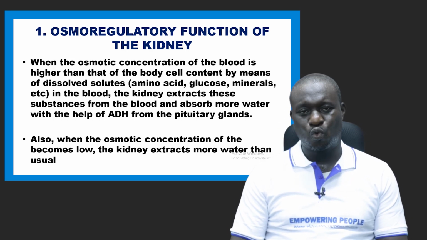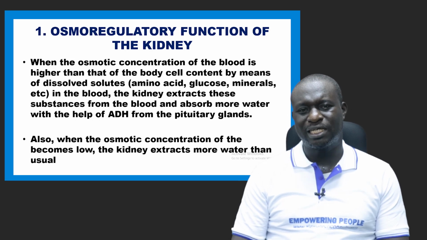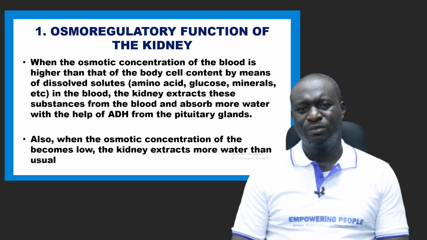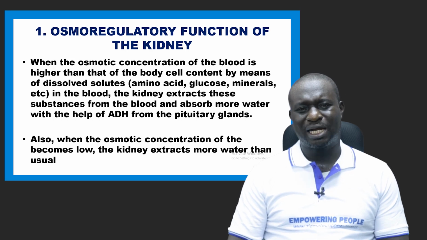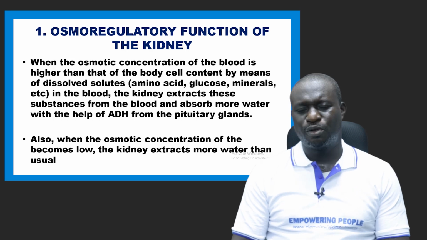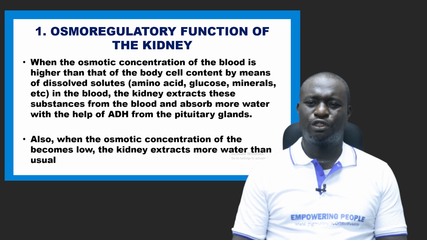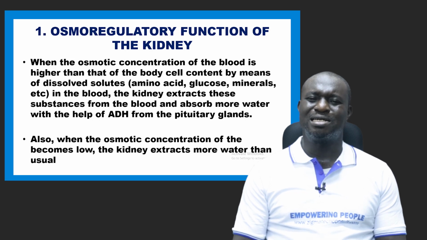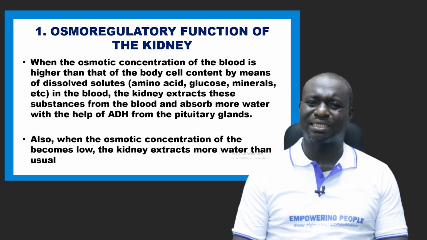So please take note, when the osmotic concentration of the blood is high, that is, the solute content of the blood is higher than the content in the cell, the kidney will extract most of those solutes from the blood and then absorb more water. Once it does that, it is trying to create a balance and maintain it.